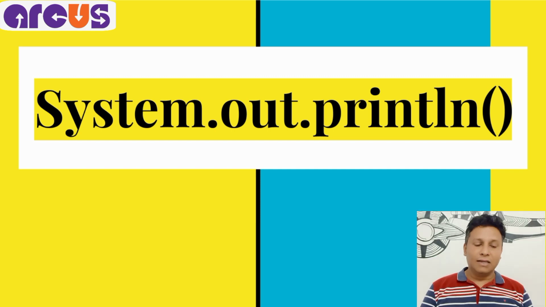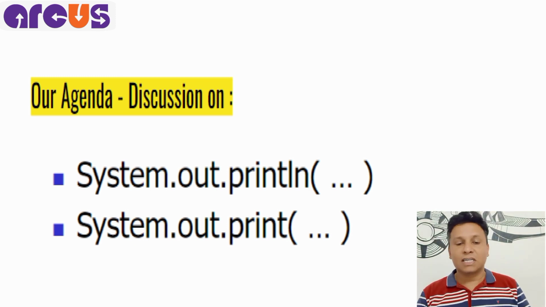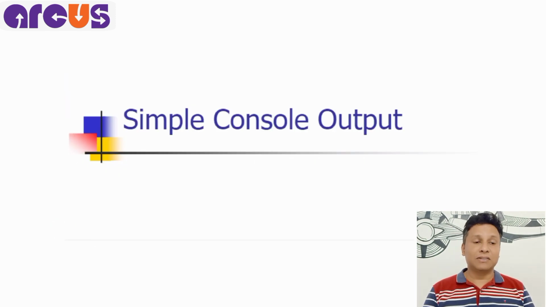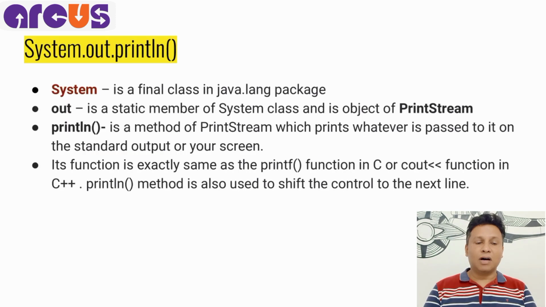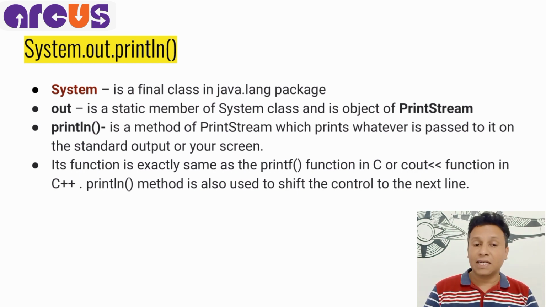So today our agenda is to discuss System.out.println, and there is another method called System.out.print. Let us discuss these two print methods, which are used to print console output. That means if we want to print something onto the console, we use System.out.println in Java. Before we move on to some examples, let me discuss what exactly these terms System, out and println mean.